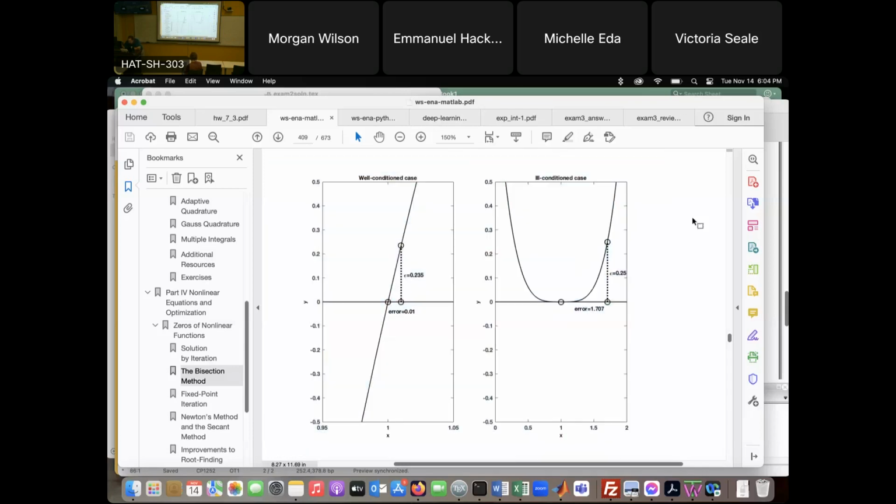Any questions about this conditioning? What it means?